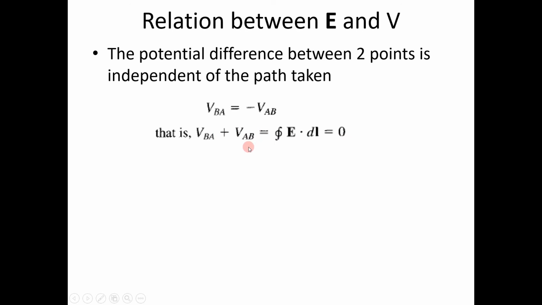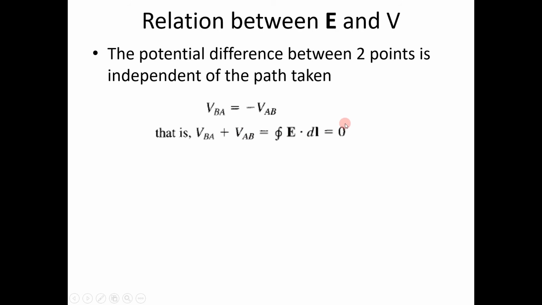So when you take it to one side, you can write VAB plus VBA is equal to 0. And you also know that it is a closed line integral of E dot dl, because this is how you connect V and E. So this is a closed path, B to A, then A to B. As it is a closed path, you can equate this to the closed line integral of E dot dl, and that is 0. Why? Because VBA is minus VAB, so adding both, you will get 0.